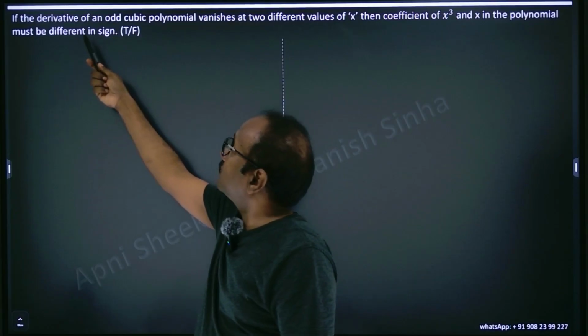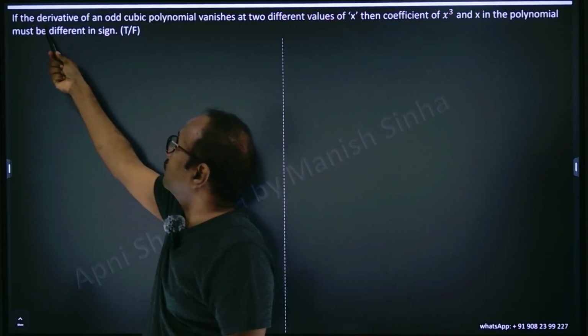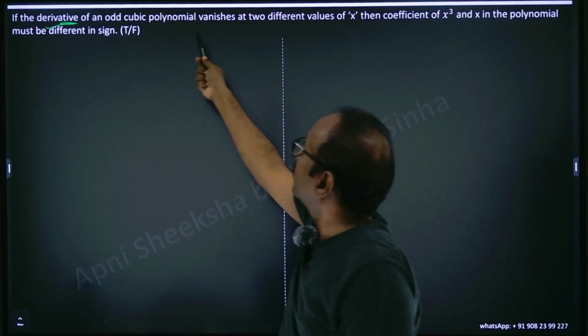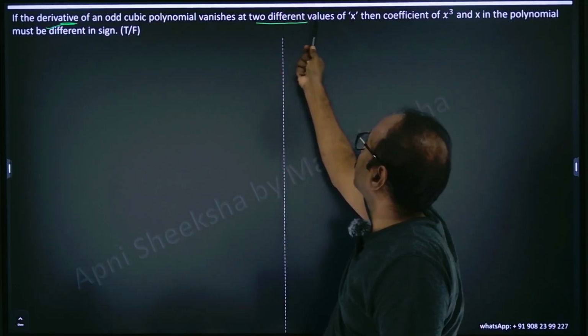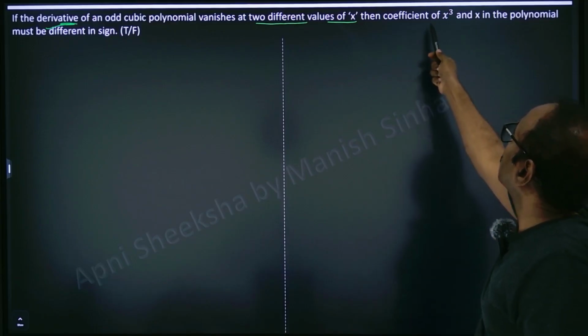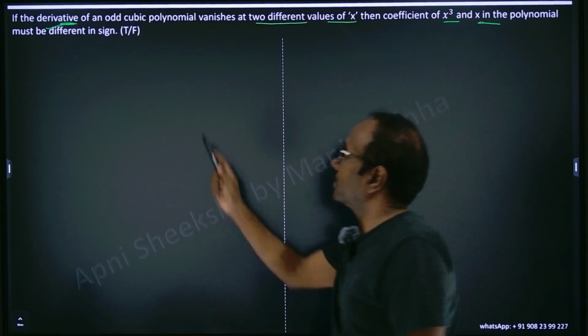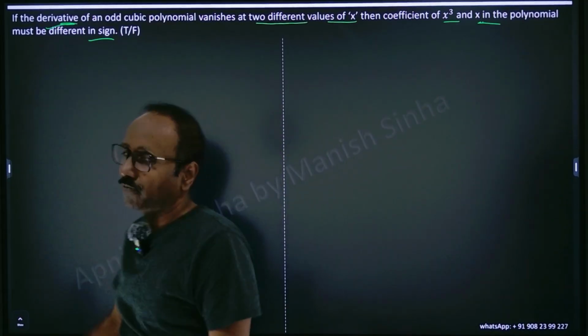If the derivative of an odd cubic polynomial vanishes at two different values of x, then the coefficients of x cube and x in the polynomial must be of different sign. So this is true or false to check.